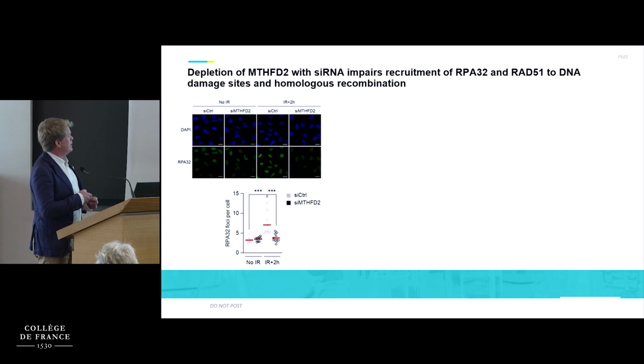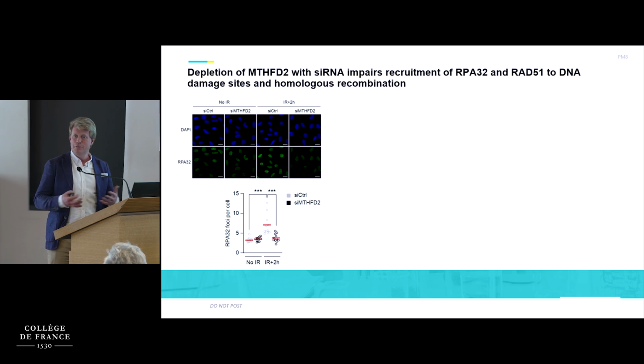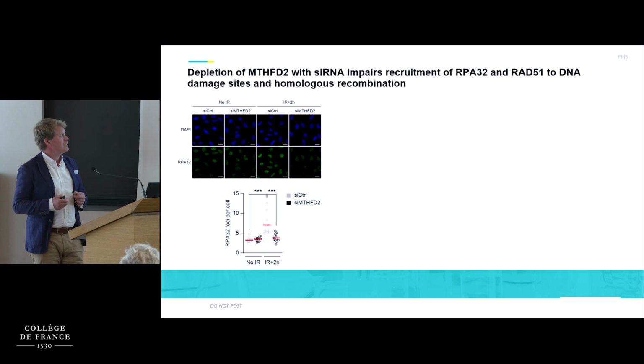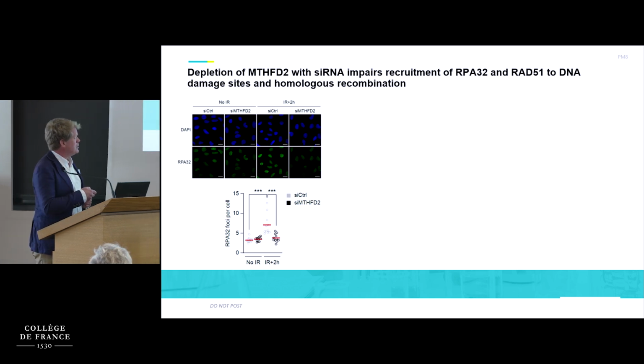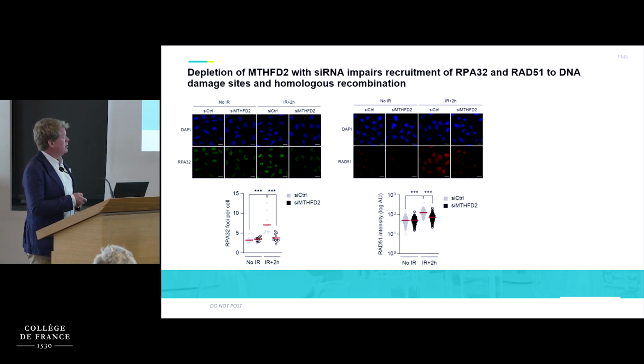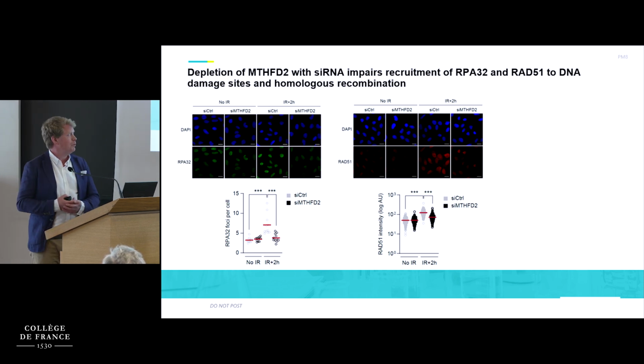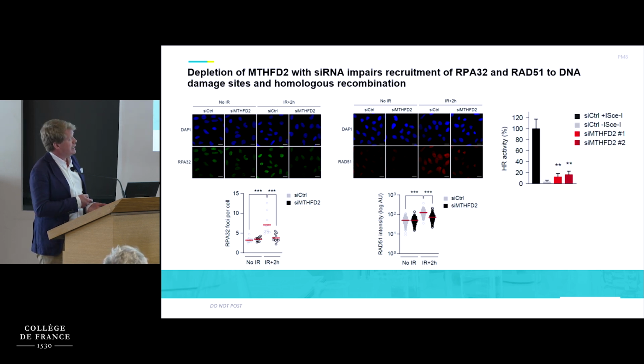And what it does there is that normally after ionizing radiation, you form these RPA foci. And we have heard about them before. These are coating the single-stranded DNA. And in the absence of MTHFR2, that's not the case. So also we heard about RAD51, which is required for homologous recombination. You can see that when you remove MTHFR2, you don't form these RAD51 foci. And you can see that if you remove MTHFR2, you don't catalyze homologous recombination.